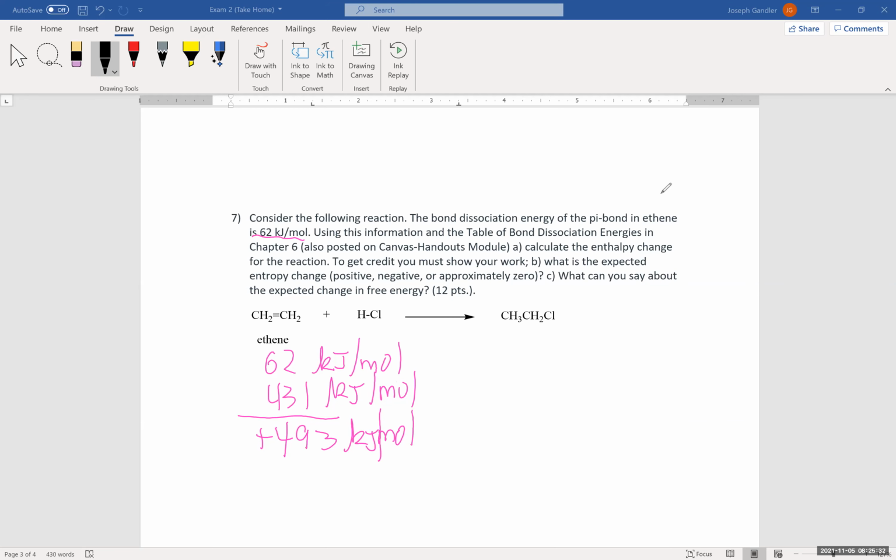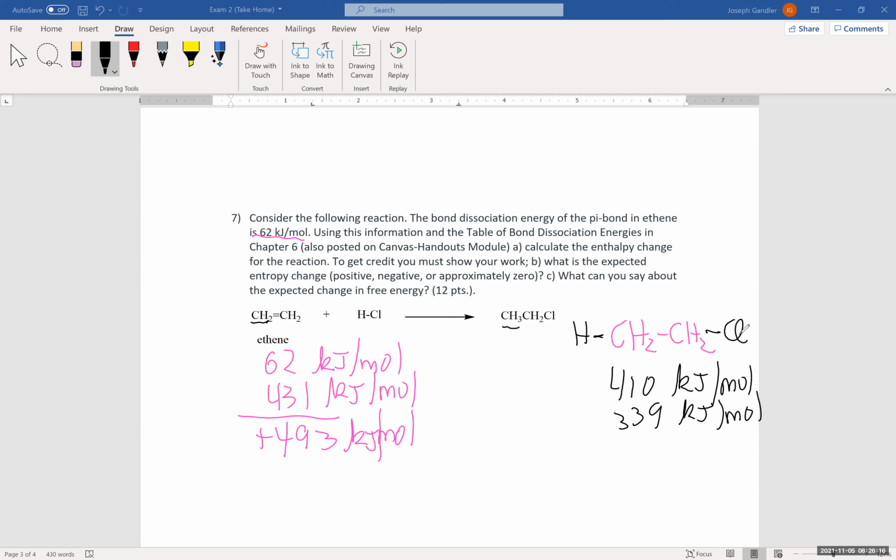Now, what bonds are formed? A lot of people didn't do this right. So you see, we form a new C-Cl bond, right? But we also form a new C-H bond, right? Look, the CH2 became a CH3, so there's a new C-H bond formed, and of course we formed the C-Cl bond. So the C-H bond is 410. If you look that up, that's 410 kilojoules per mole. And the C-Cl bond is 339. That's to a primary carbon.